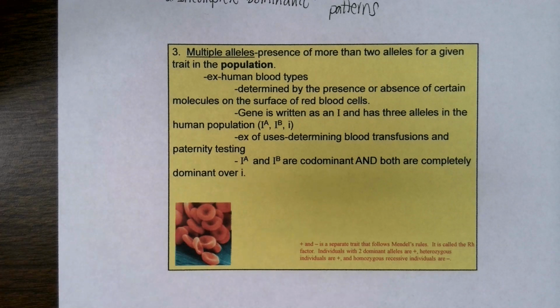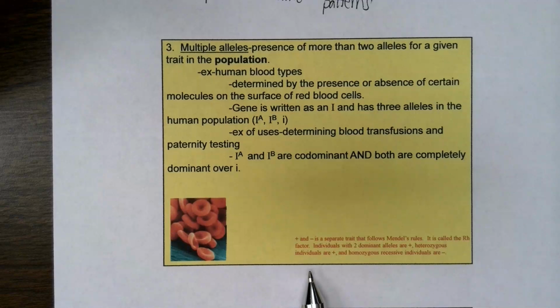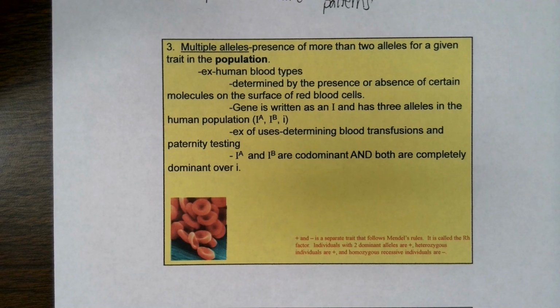When we talk about the other, let me start with actually the other component of our blood type. When you talk about blood types, you have either an A-type blood, a B-type blood, AB, or O. And then you also have a positive and a negative, okay? Notice this says positive and negative is a separate trait that does follow Mendel's rules. It's called the RH factor. So individuals that have two dominant alleles will have a positive component of their blood type. Individuals that are heterozygous will also have a positive component. And then individuals that are homozygous recessive are those with a negative blood type.